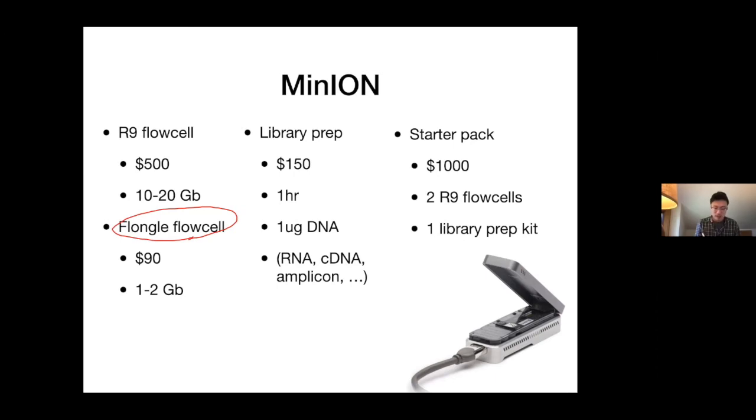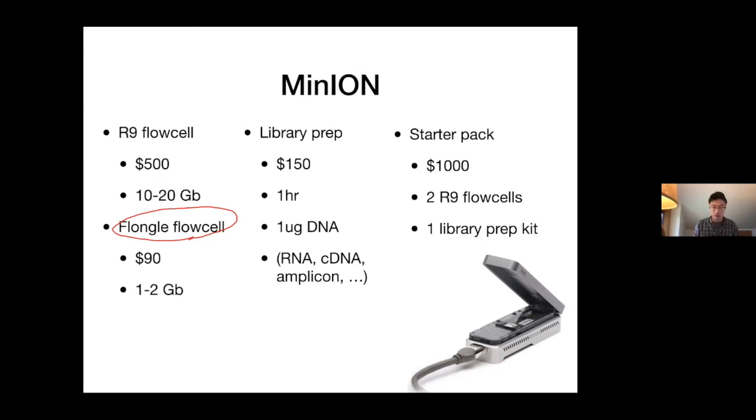All right. For the library prep, you need to prep your DNA before you put it onto the flow cell, onto the MinION. Each library prep costs roughly $150, including all the enzymes you have to buy extra and so on. It takes an hour to do. The minimum input is around 1 microgram. You can use less, in our experience.